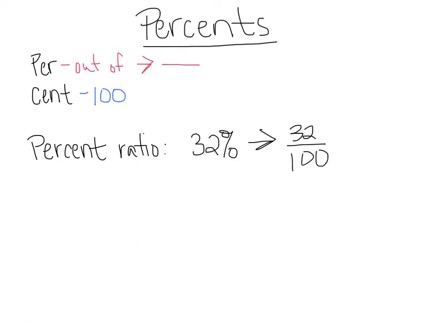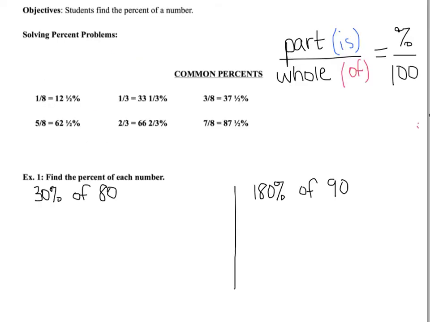Now notice, I didn't put 32% out of 100, because once you write it over 100, the 32 over 100, that's the same thing as the percent sign. 32% out of 100 is not the same thing as 32 out of 100. It's very different. So the percent ratio is writing your percent number over 100 and dropping the percent sign. Okay, so big things to remember here. Percent means out of 100.